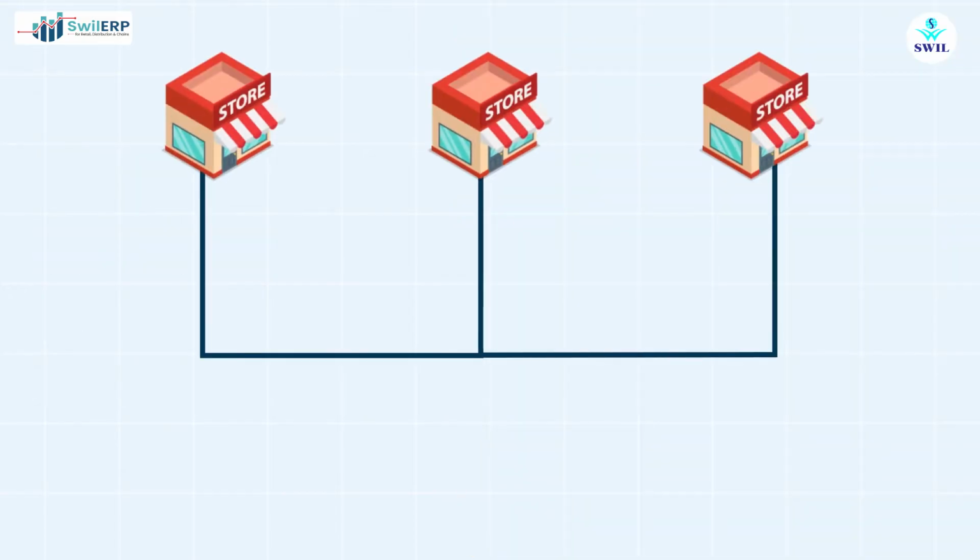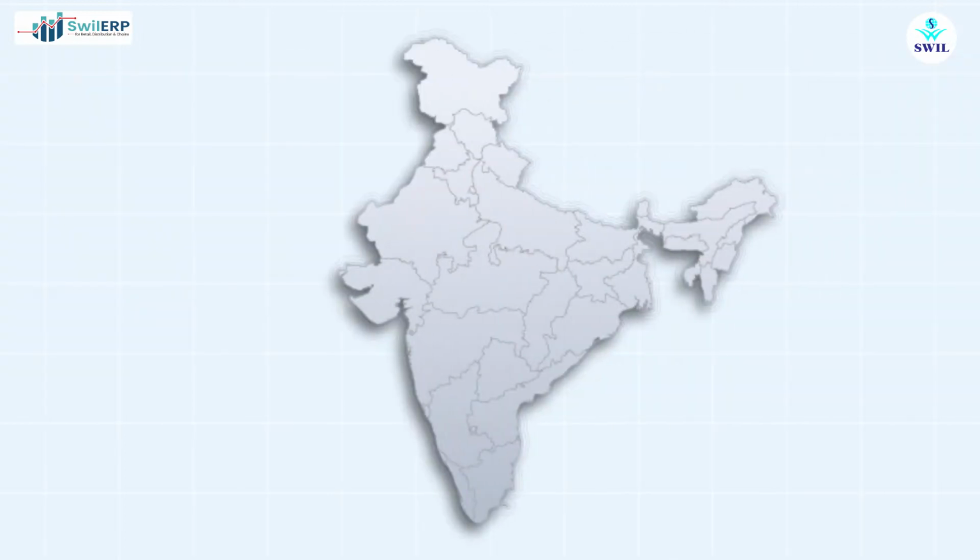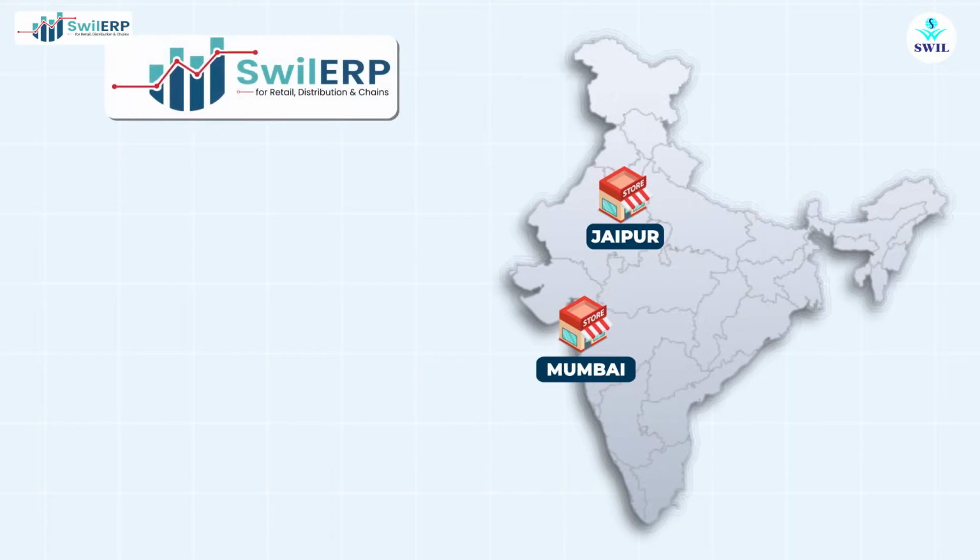Let's say you have a few stores in the same city, like Jaipur. You can easily see how much stock each store has and move products from one store to another if needed. But what if you have stores in different states, like one in Jaipur and another in Mumbai? SwilERP helps you stay organized no matter where your stores are.